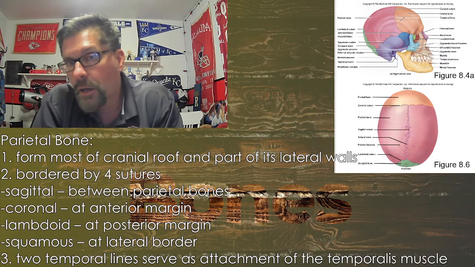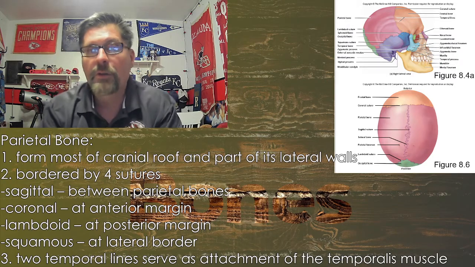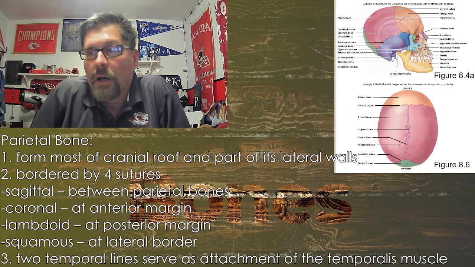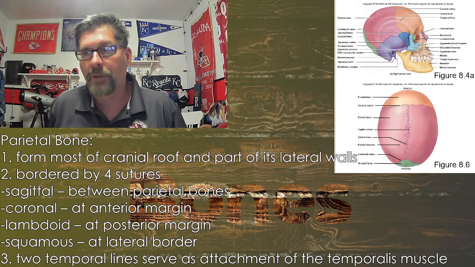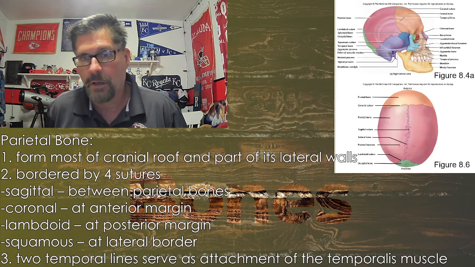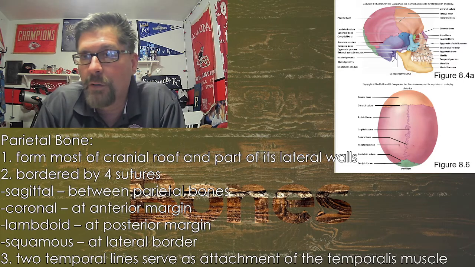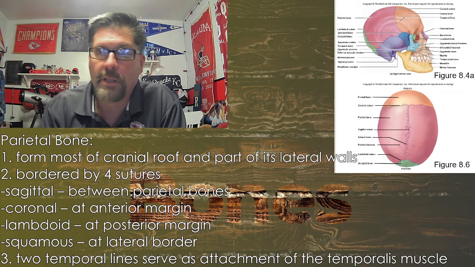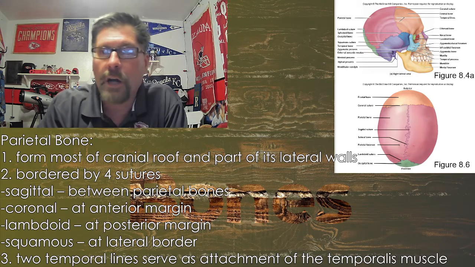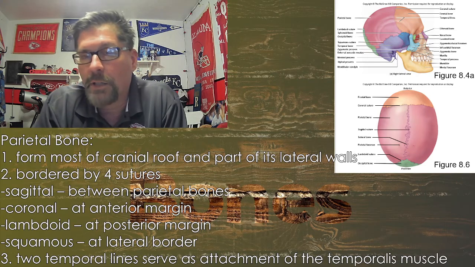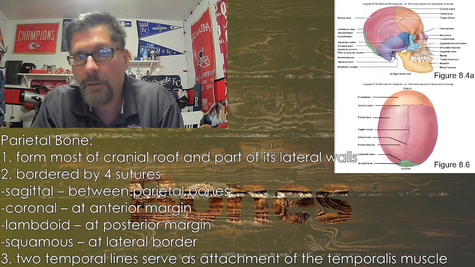Okay, again, this is the parietal bone, and you can see the side view and the top view. In the top view, you can see the right and left parietal with the sagittal suture in between, and then you can see the side view. The parietal is the pinkish color there. And again, it's got sutures that separate it on the sides.